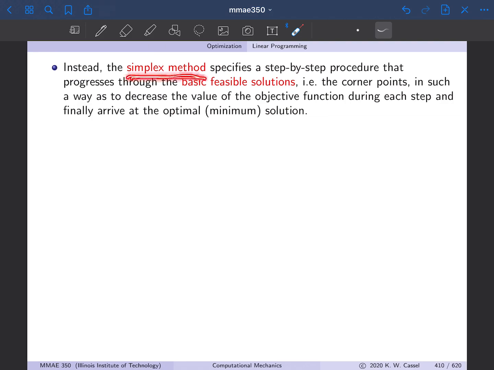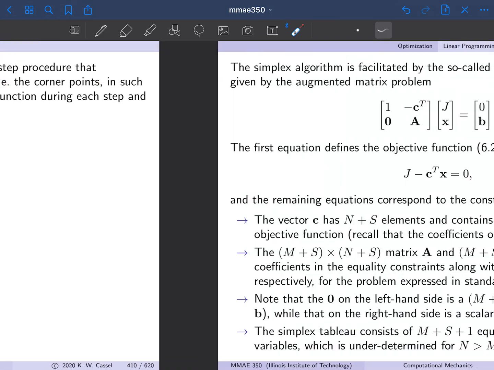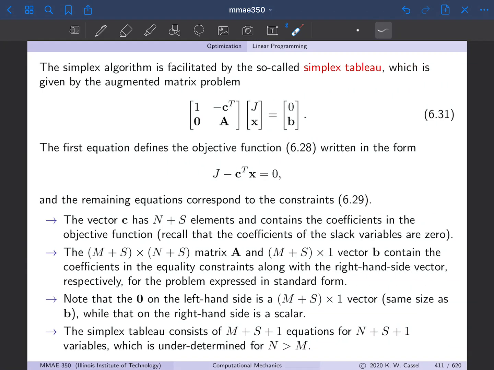So what the simplex method does is it defines a step-by-step procedure whereby we'll start with one of the basic feasible solutions, so one of the corners, and then we'll go from corner to corner in such a way as to, every time we do that, reduce the value of J, and therefore find the optimal solution without having to search all 3.2 million points as in the previous case. All right, so to do that, we set up the simplex tableau.